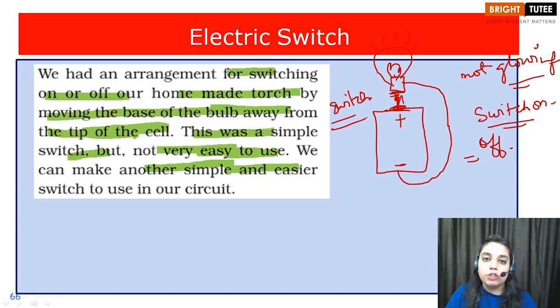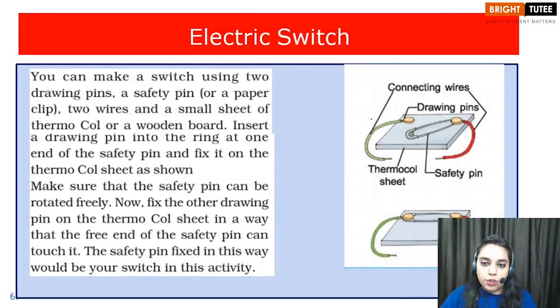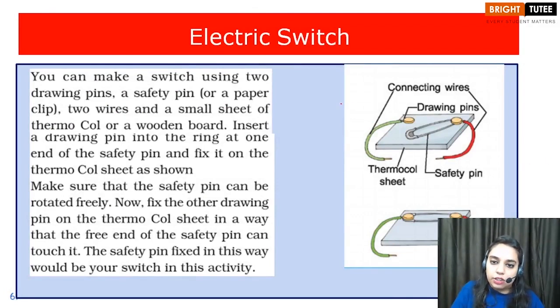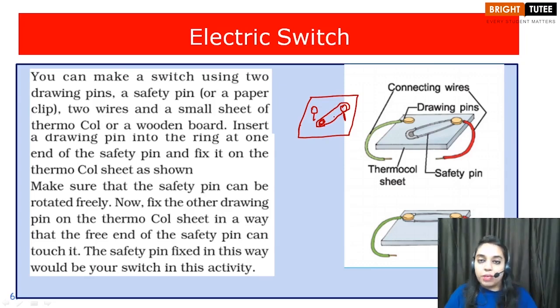So children, we are going to make a simple switch, and let us see how we can make a simple switch with the help of an activity. So children, in this activity, what you are going to do is, you will take a thermocol sheet like this, and you will insert 2 drawing pins at 2 points like this. To the first point, you will attach or secure a safety pin like this, children, and you have to make sure that it is free to move, because if you insert one circle of this safety pin to the drawing pin, it will be free to move like this.